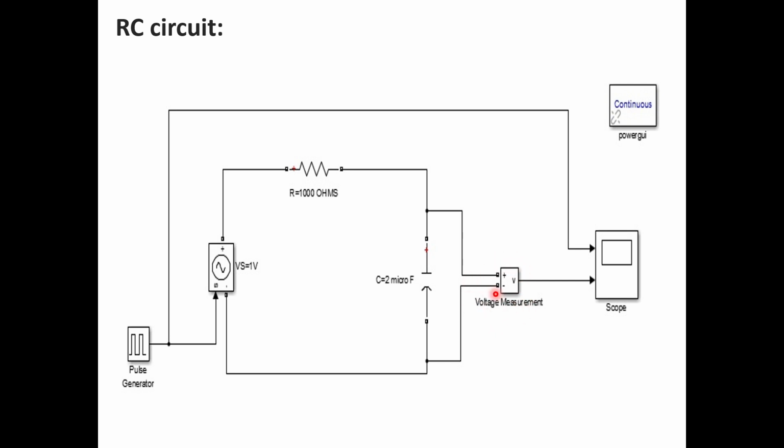Therefore, the voltage measurement is connected across the capacitor, and the output terminal of this voltage measurement is given to the scope. The input pulse generator's pulse is also given to the scope. So we can see both the input voltage as well as the response of the RC circuit when you debug and run the circuit. You can pause the video and copy the circuit.